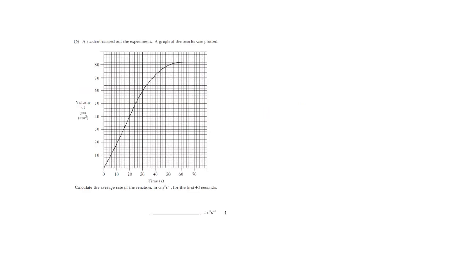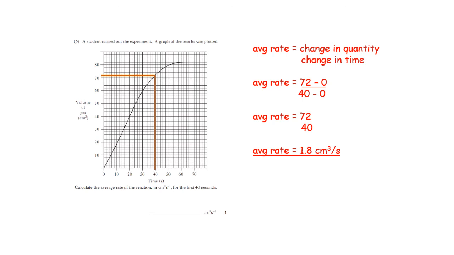And now we've got one final question. Might not be the easiest to see if you're watching this on a small screen, but you've got a graph and it is asking for the rate of reaction for the first 40 seconds. For this, for the first 40 seconds, what we do is we look at 40 seconds, we go up to the graph line and then we go across to the volume on the left-hand side. Our calculation is change in quantity divided by change in time, which is 72 for our change in quantity, and our change in time is 40, and that gives us a rate of 1.8 centimeters cubed per second.